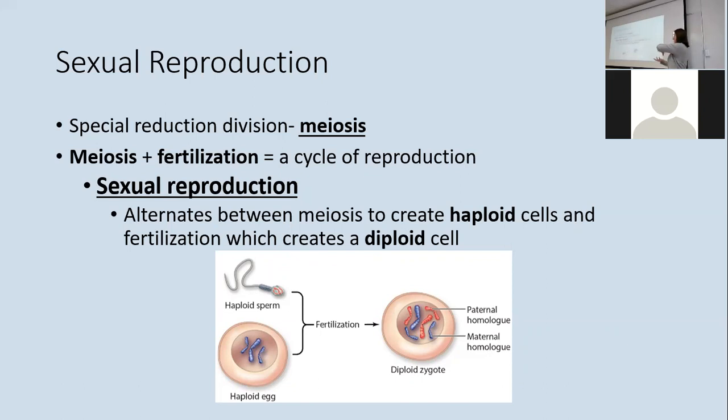So sexual reproduction is this process ongoing through species and evolution, alternating between meiosis to create haploid cells, and then using those haploid cells to undergo fertilization, which creates a diploid cell. And back and forth, and back and forth.